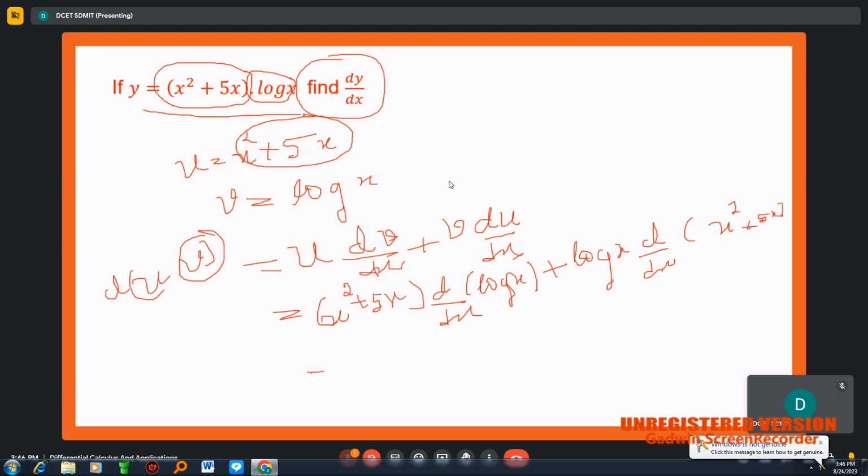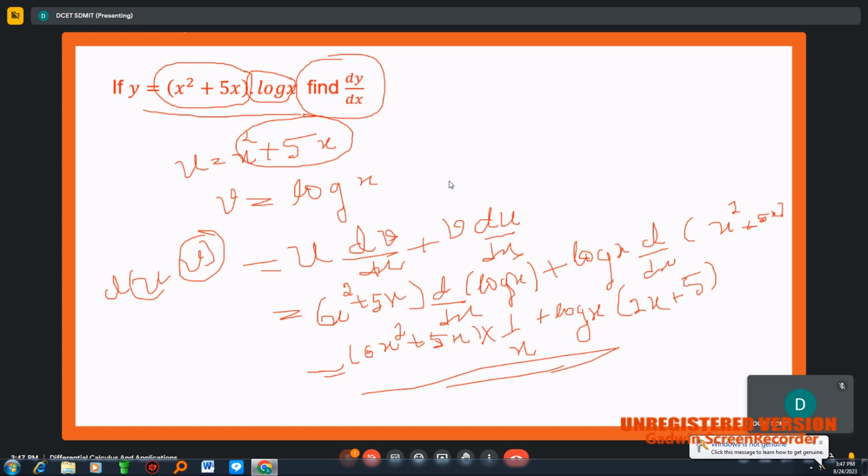Now see here, x square plus 5x is a constant. What is the differentiation of log x? Differentiation of log x is 1 by x. Plus log x is constant, differentiation of x square plus 5x. Differentiation of x square is what? 2x, plus differentiation of 5x is 5. Like that we have to differentiate.